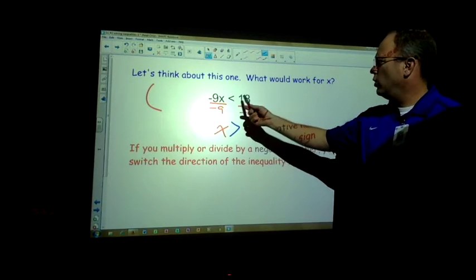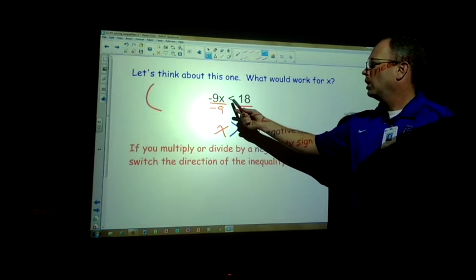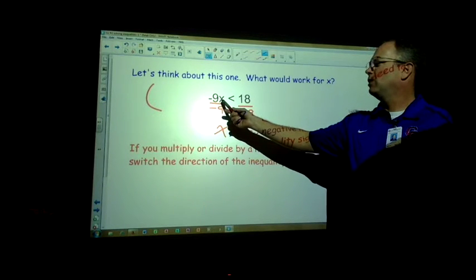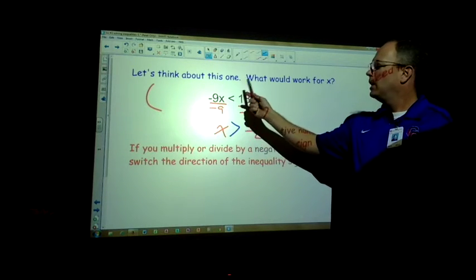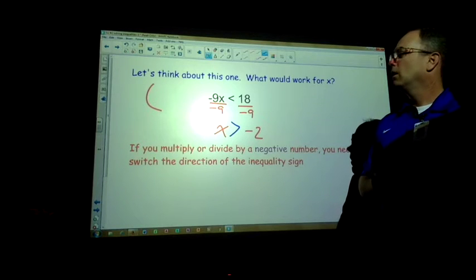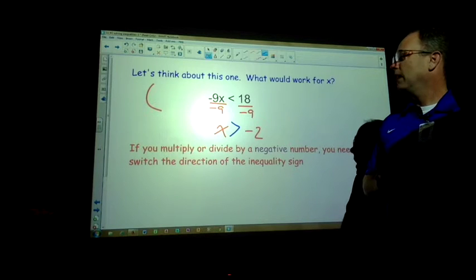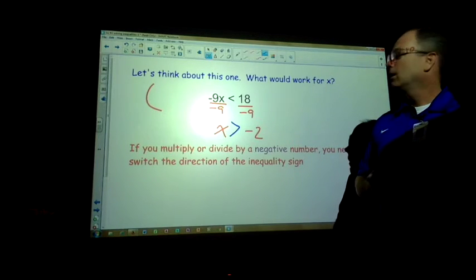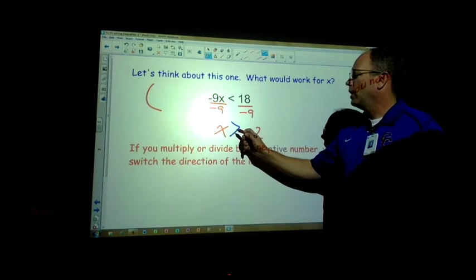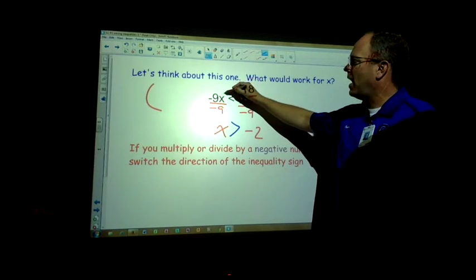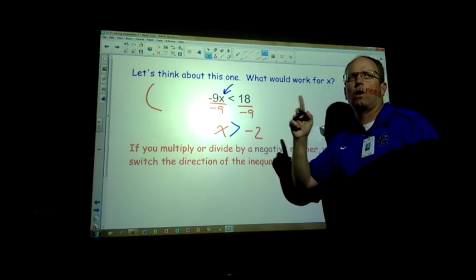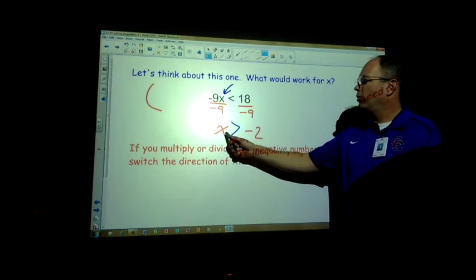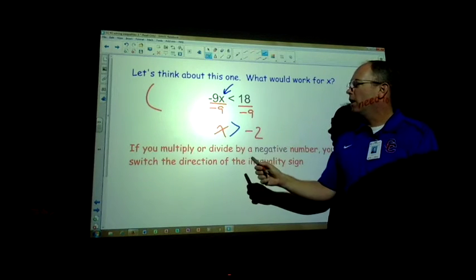If I wanted our original to work, if I were to plug, say, positive 3 in, I'd get negative 9 times positive 3, which is negative 27. Is that true in this case? No. Wait, so think about this. If I plugged a positive 3 in right there, I'd get negative 27. Negative 27 is less than 18, correct? Yes. So that means I want values that are larger than negative 2 to plug in here.